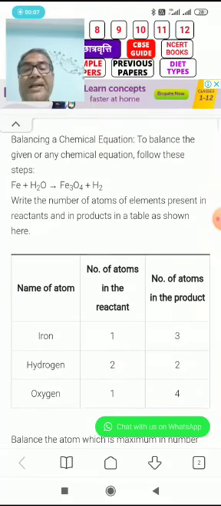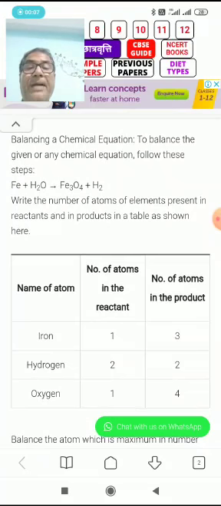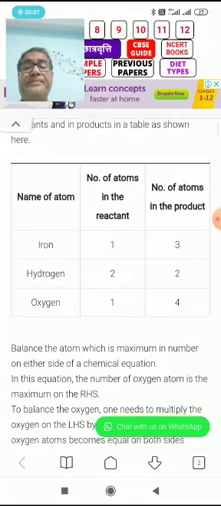First we write the names of the atoms. Here the atoms are iron, hydrogen, oxygen. Then we write the number of atoms in the reactant. Iron is 1, hydrogen is 2, oxygen is 1. Now we write the number of atoms on the product side. Iron is 3, hydrogen is 2, oxygen is 4.